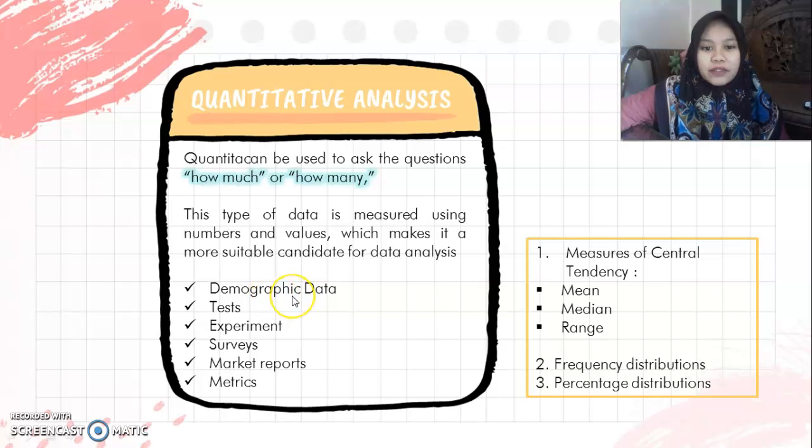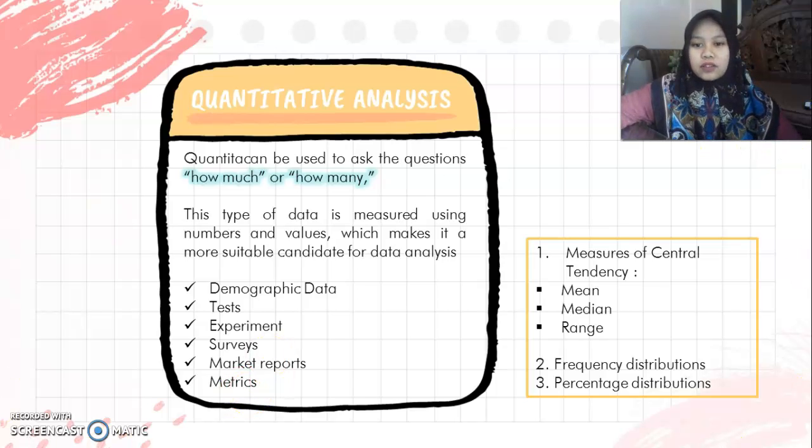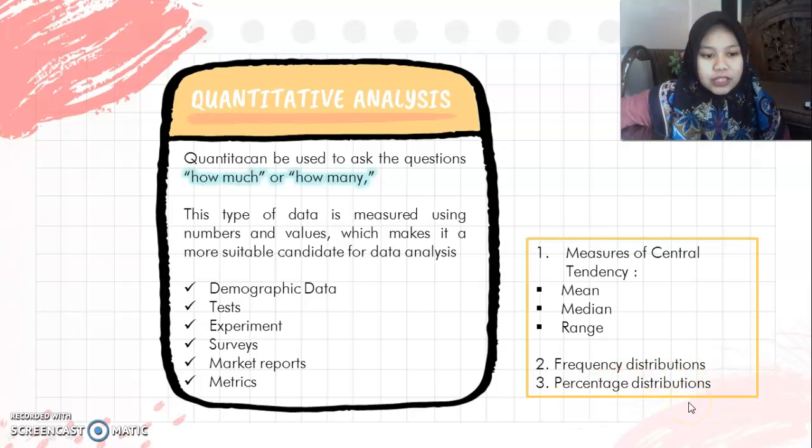First is demographic data, second test, third experiment, fourth surveys, fifth market reports, and the last one metrics. So those are the examples of demographic data. For demographic data, there are measures of central tendency that are mean, median, and range. And second is frequency distributions, and third percentage distribution. So let's see the examples of those ways.